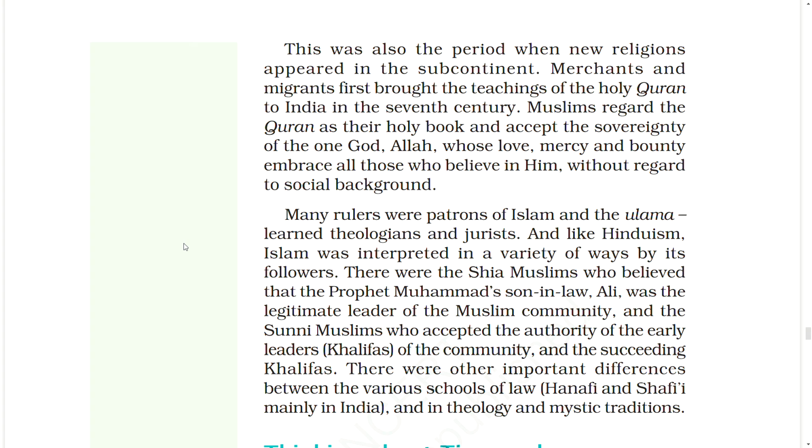There were the Shia Muslims who believed that the Prophet Muhammad's son-in-law Ali was the legitimate leader of the Muslim community, and the Sunni Muslims who accepted the authority of the early leaders, Khalifas of the community and the succeeding caliphs. There were other important differences between the various schools of law, Hanafi and Shafi, mainly in India, and in the theology and mystic tradition.